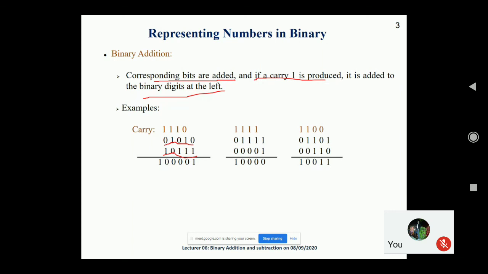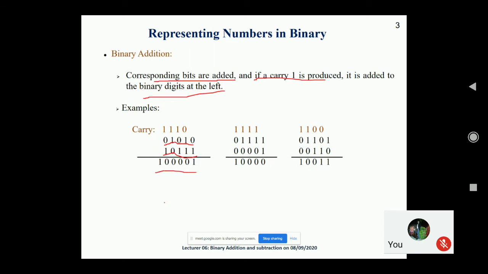So 1 plus 0 plus 1 is 0. The sum bit is 0 and the carry bit is 1. Again, adding 1 plus 1 is 0. Sum is 0 and carry is 1. So 1 plus 0 plus 1 means 1 plus 1, which is 1, 0. So this one is 0 and this one is carry.